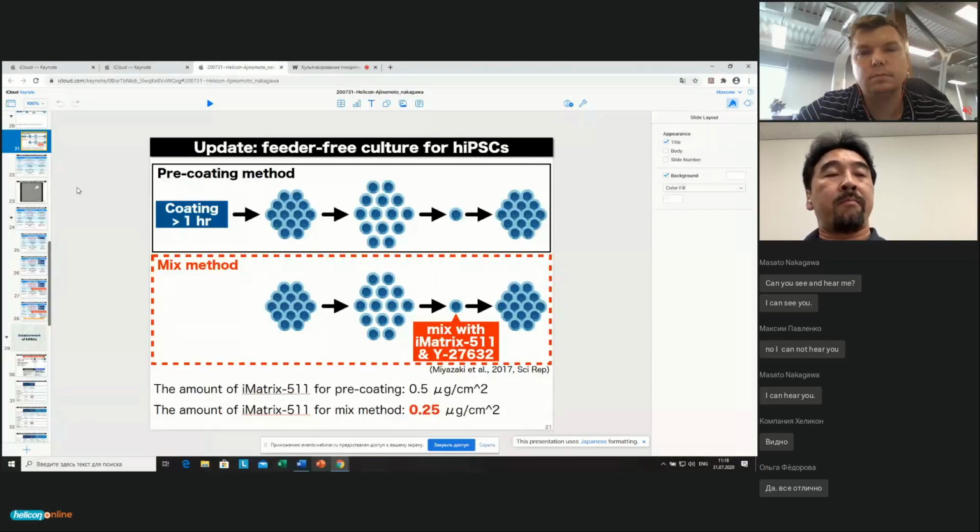An even better thing is we can reduce the amount of iMatrix 511 for this mix method by half. So the amount is 0.25 microgram per square centimeter. iMatrix is a little bit expensive material, so this mix method is good for our laboratory. So we use this mix method as our usual method for iPS cell culture.